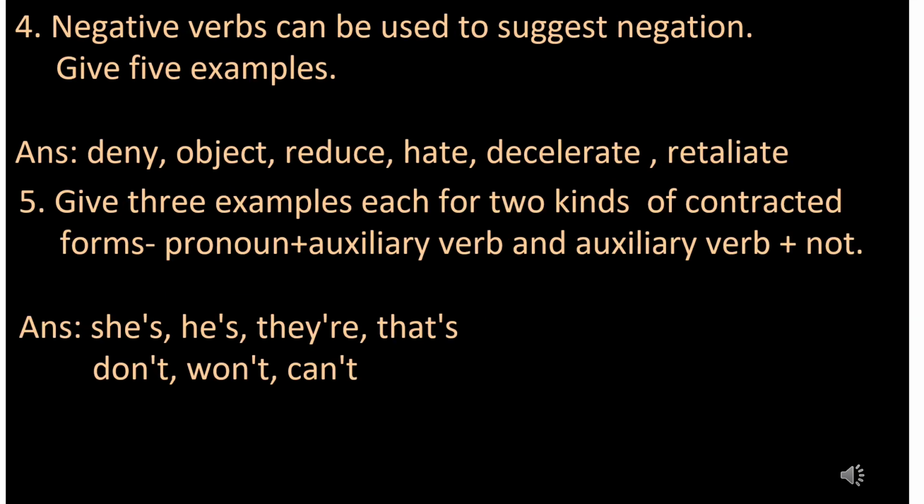Fourth question: negative verbs can be used to suggest negation. Give 5 examples. The answer: deny, object, reduce, hate, retaliate, etc. Fifth question: give 3 examples each for the 2 kinds of contracted forms, pronoun plus auxiliary verb and auxiliary verb plus "not." The answer for the first contracted form, pronoun plus auxiliary verb, is he's, she's, it's, they're. And the answer for the second contracted form, auxiliary verb plus "not," is won't, don't, can't, etc.